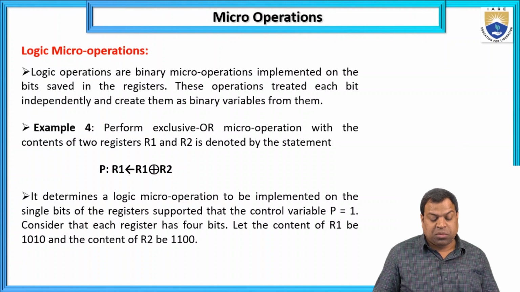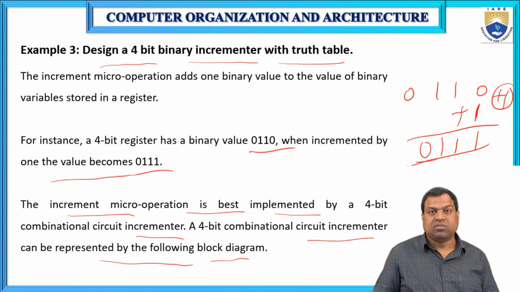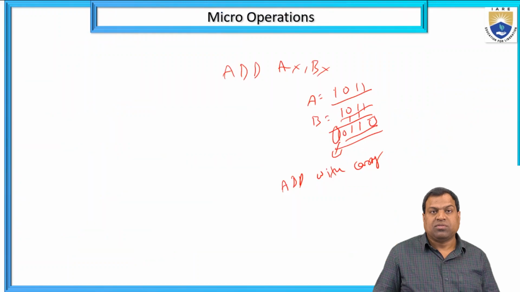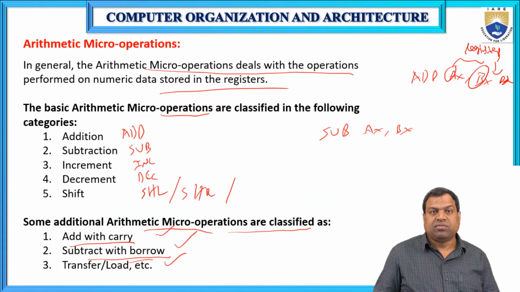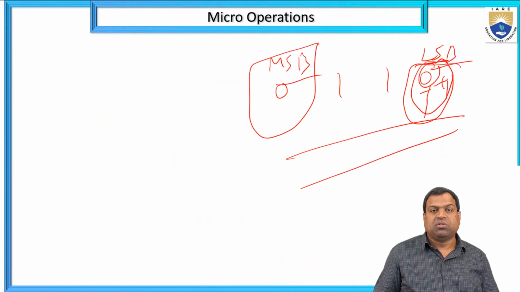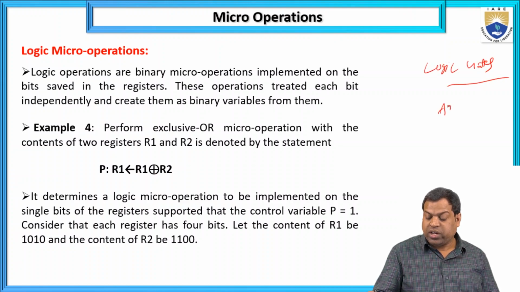And now logical microoperations. Previously we discussed shift microoperations and arithmetic microoperations like addition, subtraction, increment, decrement. These are the examples. Now logical microoperations means we are going for logic gates. We are applying logic gates to the inputs: AND, OR, XOR, XNOR, like this.